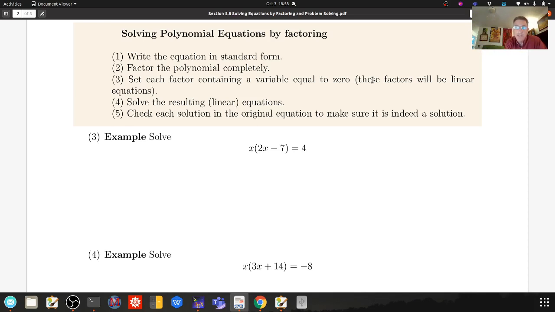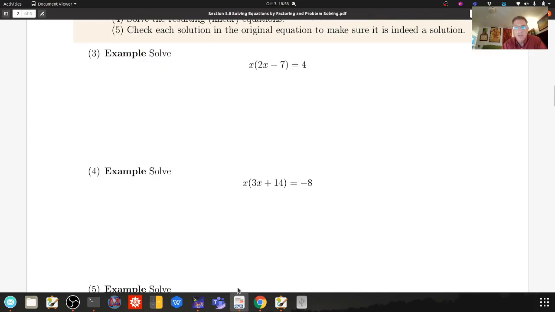Remember, many times we'll have to check to make sure the given polynomial has the greatest common factor factored out. Set each factor containing a variable equal to 0. Solve the resulting linear equations. They'll always be linear. So here we go.